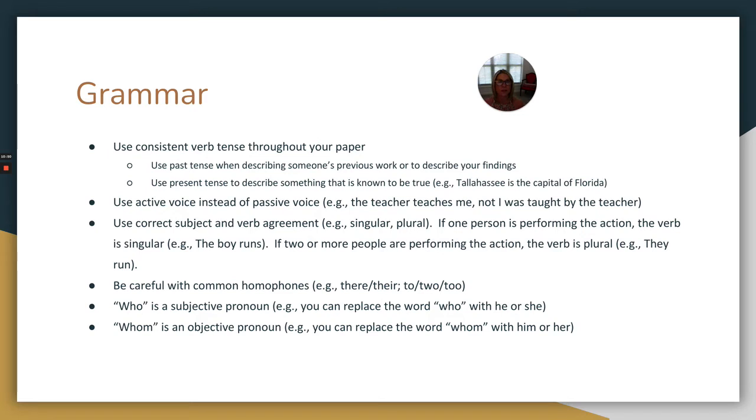Think about the difference between using who and whom. Who is a subjective pronoun. To check that in your work, you can replace the word who with he or she. When you replace that word, if it makes sense, then you're using that word appropriately. Whom is an objective pronoun. And if you can replace the word whom with him or her, then you're using that word correctly.